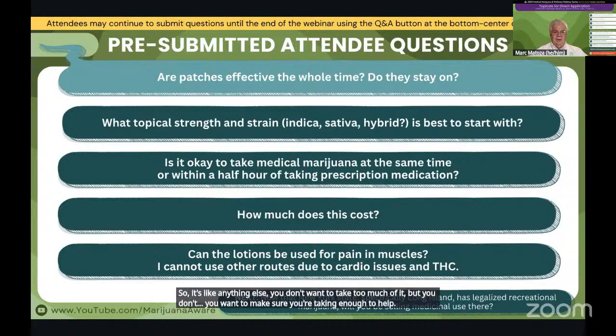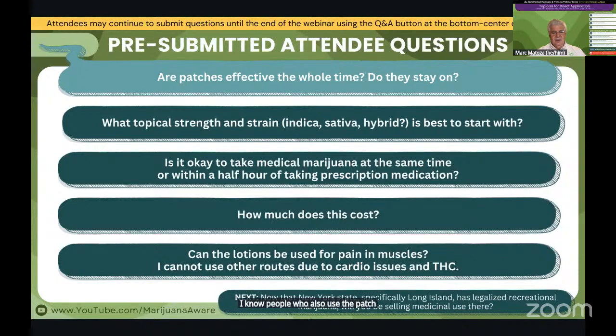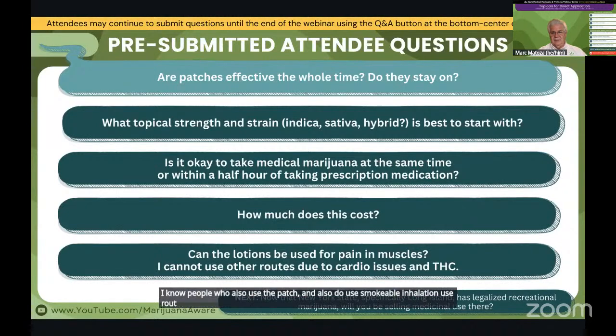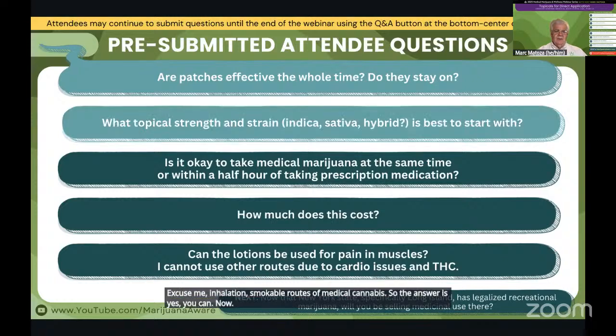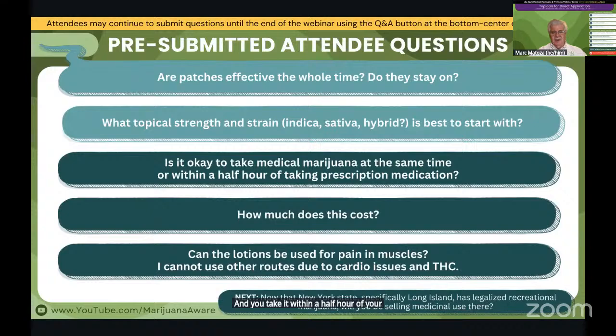I know a lot of people that use patches in conjunction with, for example, drops or the tinctures. I know people who also use the patch with inhalation, smokable routes of medical cannabis. So the answer is yes, you can. Now, can you take it within a half hour of your prescription? Medical cannabis doesn't really interact with a lot of the medications from a pharma standpoint, except for medications that have to do with your heart.